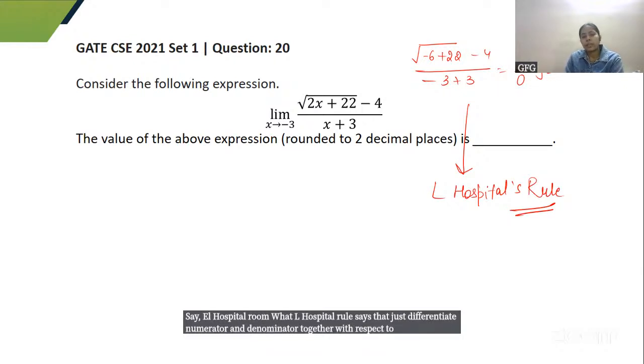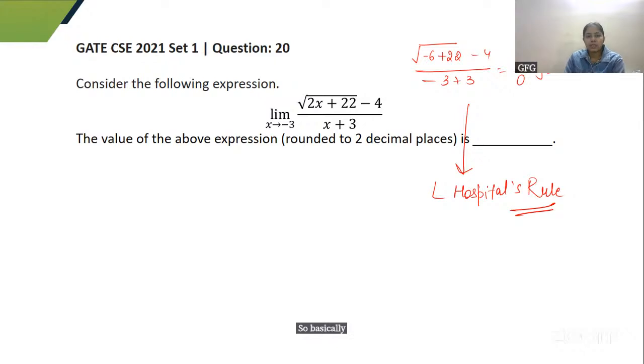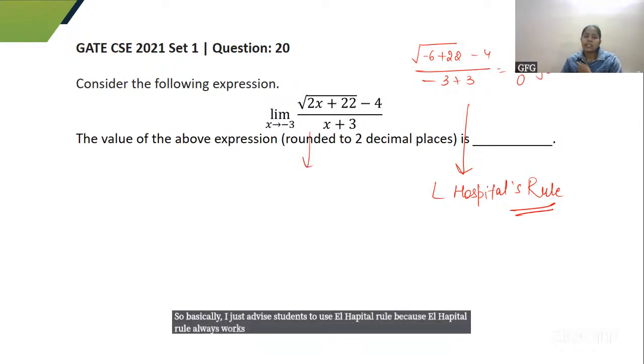Yeah, Venkat, or we can rationalize. It's up to us. So basically, I just advise students to use L'Hopital rule because L'Hopital rule always works. Rationalization does not work in trigonometric or any other type of case. So that's why I always suggest students to remember L'Hopital rule.